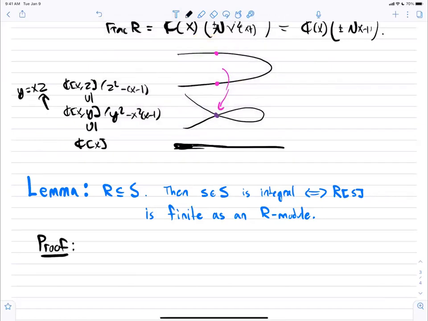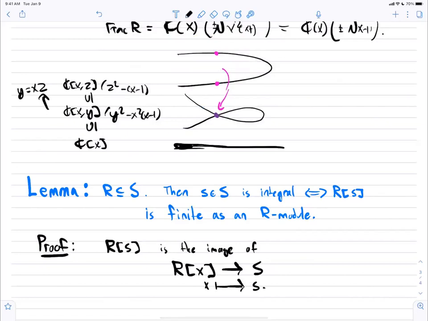Okay, so let me just remind you another way to think about R[s]. R[s] is just the image of the polynomial ring in one variable over R, mapped to S by the identity map on R, and then I send x to little s. So let me try to make my S bigger.